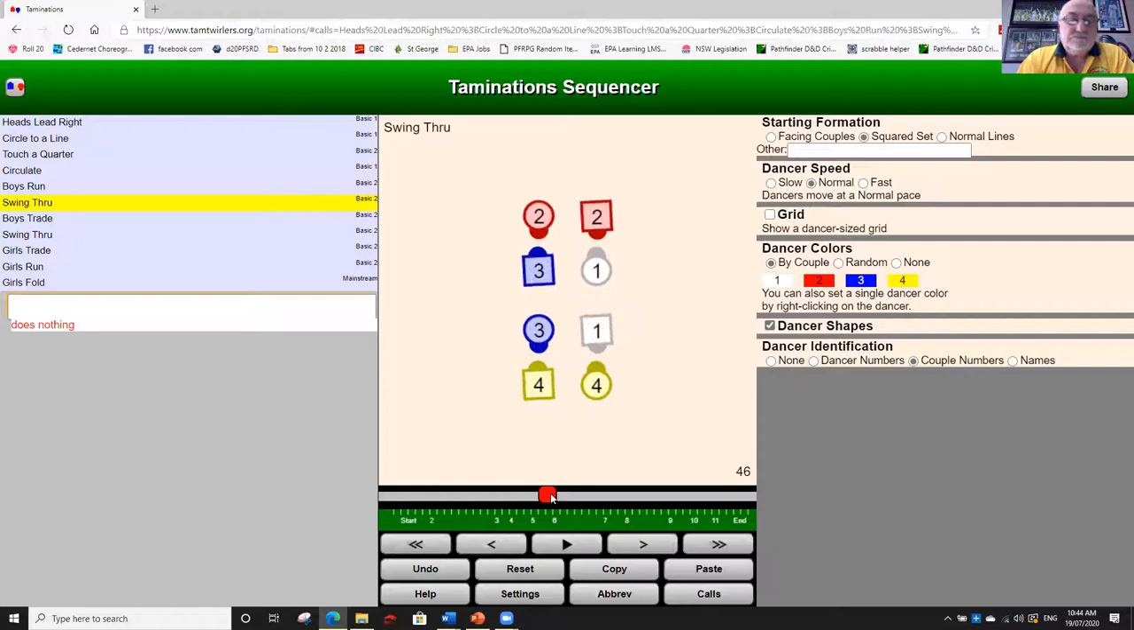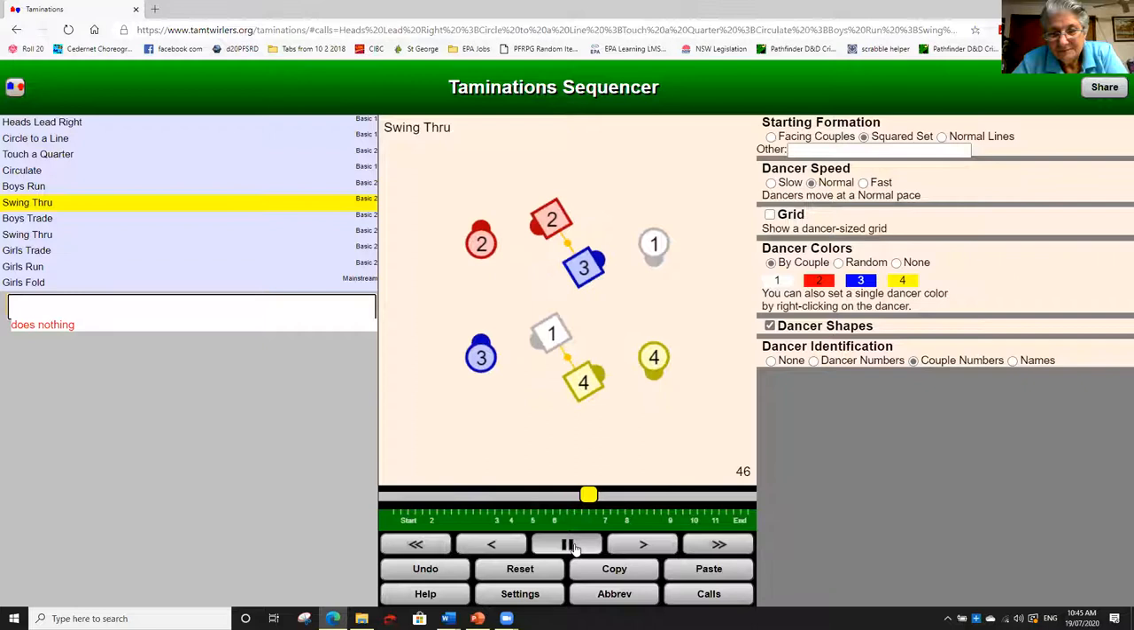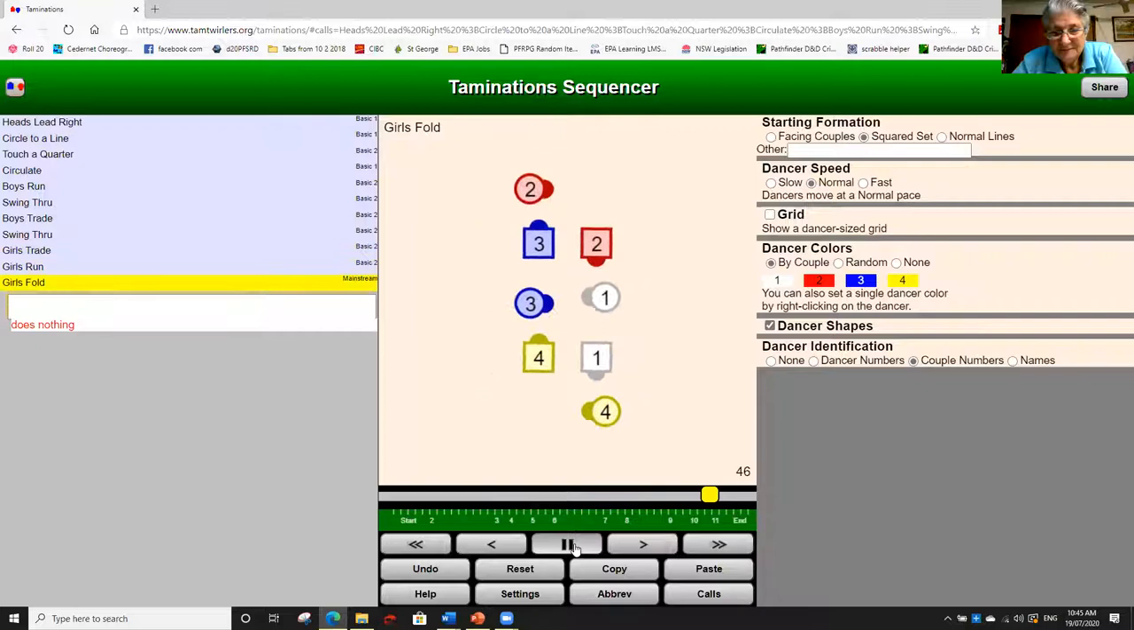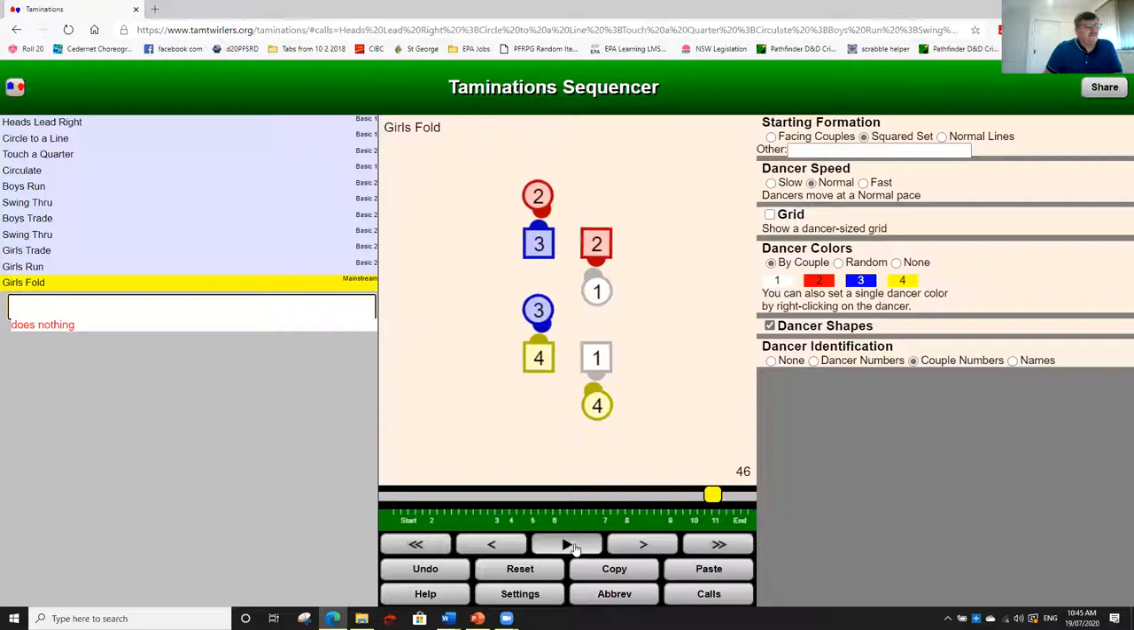Swing through, boys trade, swing through, girls trade, girls run, girls fold. Can I call an Allemande left from here? Yep. Sure, why not?